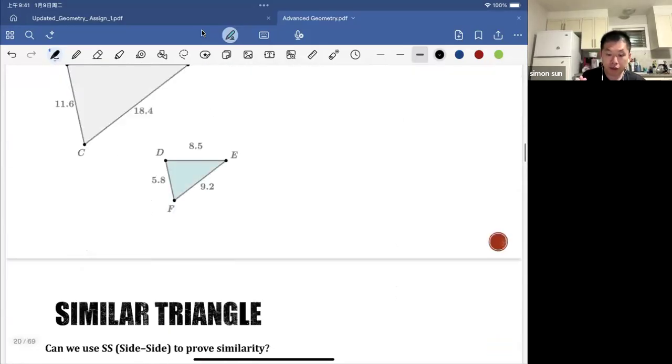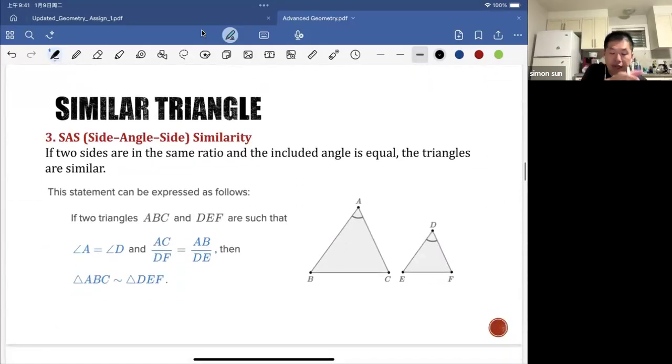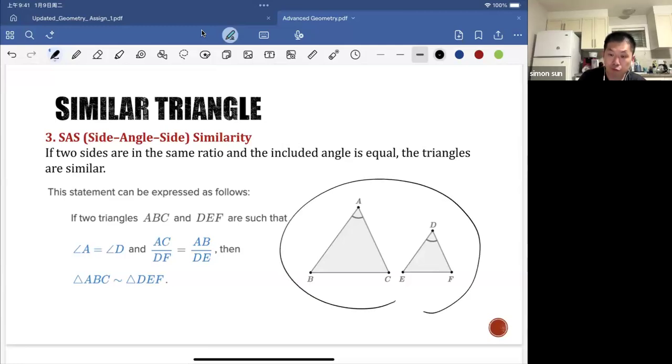The third one is right here: two corresponding sides are proportional. If you take a look at this graph, AC over DF is equal to AB over DE. Two corresponding sides are proportional, and the included angles are also the same. That's why we call this one side-angle-side similarity. So using SAS, we prove those two triangles are similar.